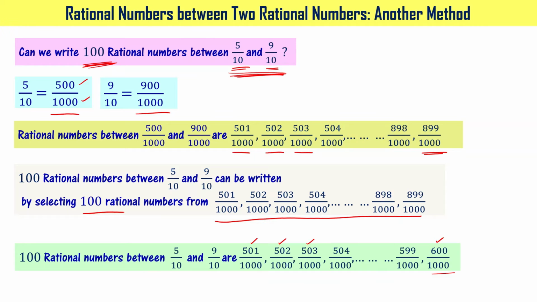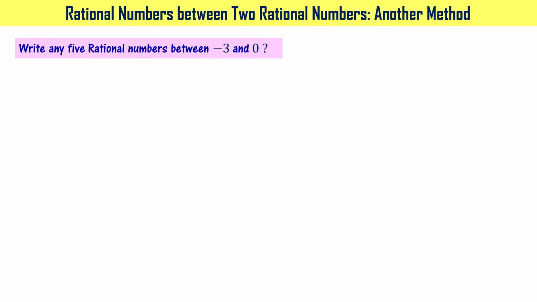Now let's take a look at another problem. Write any 5 rational numbers between -3 and 0. You see, -3 and 0 are rational numbers, right? We have to write any 5 rational numbers between these two. -3 can be written as -3 by 1, right? If I multiply both numerator and denominator with 10, it becomes -30 by 10, right? And 0 can be written as 0 by 1 or 0 by 10, doesn't matter.